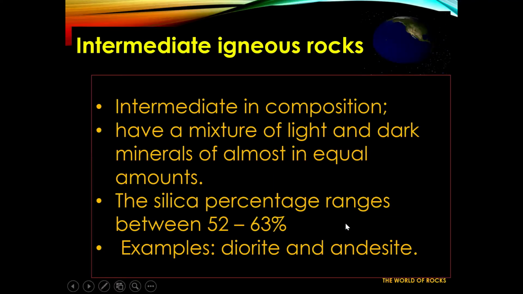The second type of igneous rocks based on composition is intermediate igneous rocks. Intermediate igneous rocks have a composition intermediate between felsic and mafic, that is, a mixture of light and dark colored minerals. They have equal amounts of light colored and dark colored minerals. Silica percentage is between 52 and 63 percent. Commonly, diorite and andesite belong to the intermediate igneous rocks.